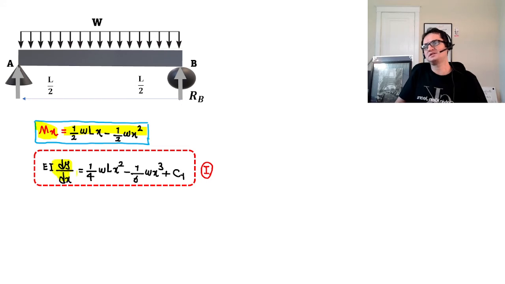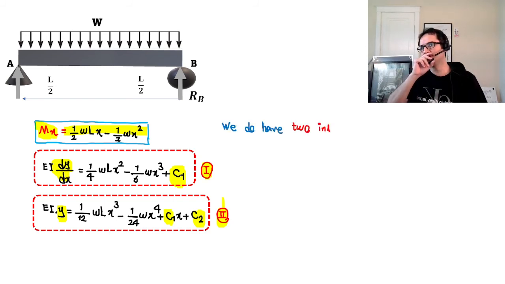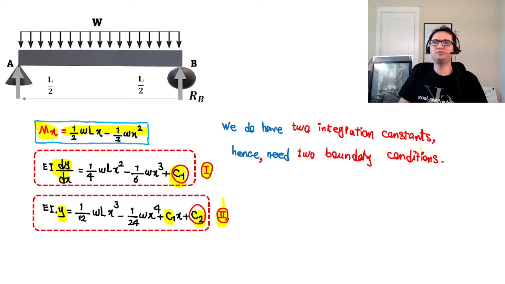Integrated once, it gives us theta, and with each integration, an integration constant develops. If we call this equation 1 and integrate it once more, it gets us to the delta, or deflection of the beam. Again, with each integration, a new constant arrives. We call these equations 1 and 2, and we have two integration constants, C1 and C2. For each constant of integration, we need a boundary condition, so we need two boundary conditions to solve our problem.